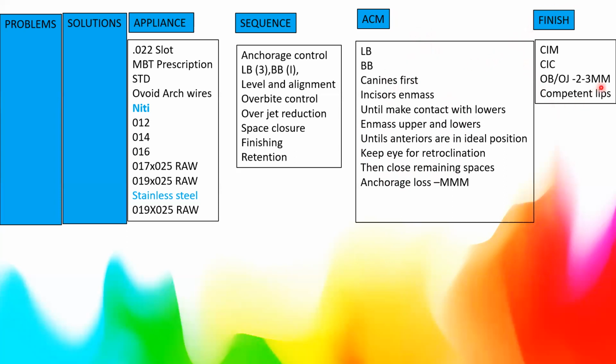And of course, you've got to know how you're going to finish your case. Are you going to finish your case with class 1 molars, class 1 canines, overjet and overbite of 2 to 3 millimeters, competent lips, low facial height and mandibular plane? So all these are the sequence in which you're going to unravel your case and treat it in order to achieve the outcome, the finishing. Great.